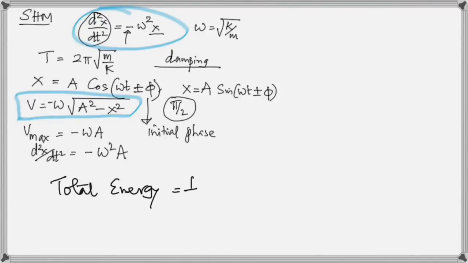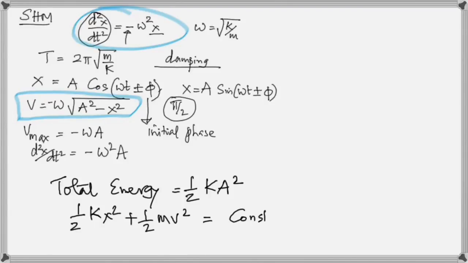Total energy was 1/2 k a squared. All right, what is the total energy made up of? Two parts: the potential energy of the spring and the kinetic energy of the mass. So separately, there would be 1/2 k x squared plus 1/2 mass times velocity squared, which we know should be a constant, which is this. Is that making sense? Yes.